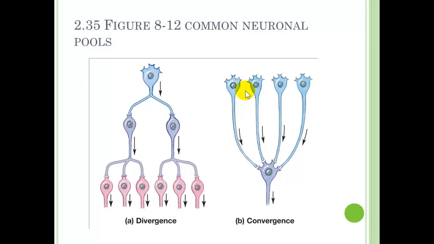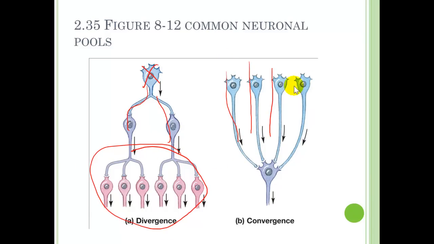So you have divergence. You essentially fire one somal body, and now you get a multitude responding. Or you have convergence. So this is receiving all this information and going to one somal body through dendrites. They would be at the synaptic terminal ends of these axonal bodies.